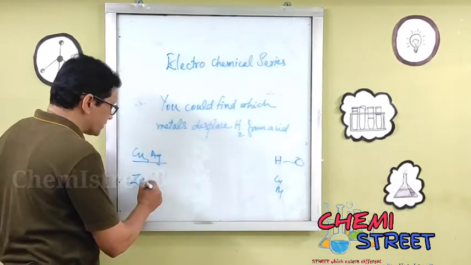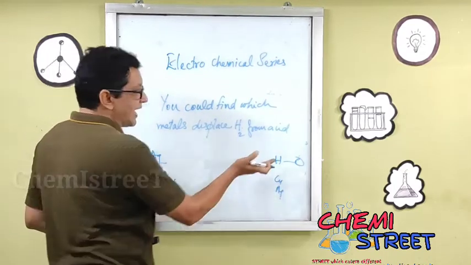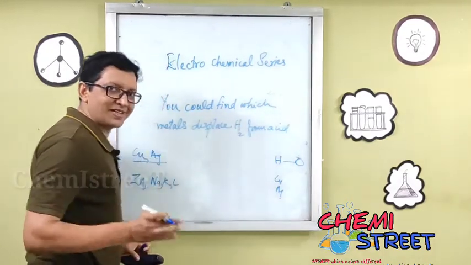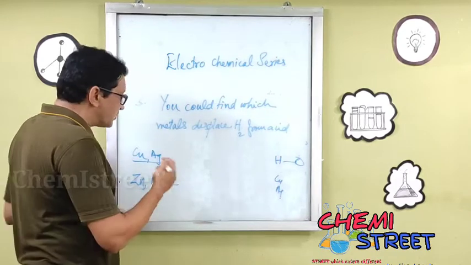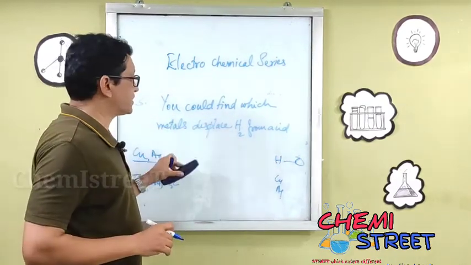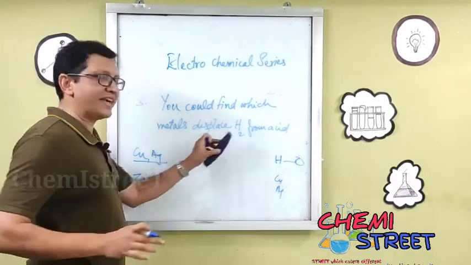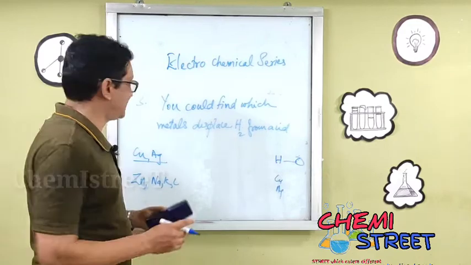But in the case of zinc, sodium, potassium, lithium, they are placed above hydrogen in the electrochemical series, so they can displace hydrogen from acid. So this helps us to find out which metals can displace hydrogen from an acid. Got it?